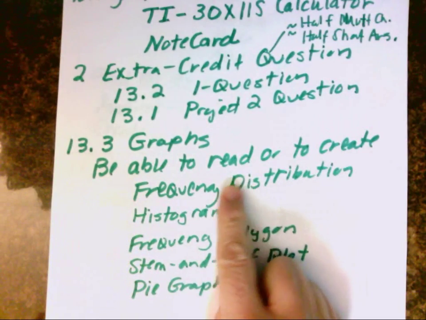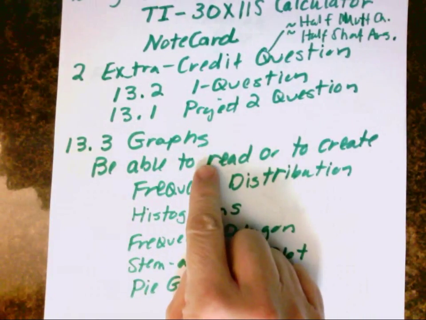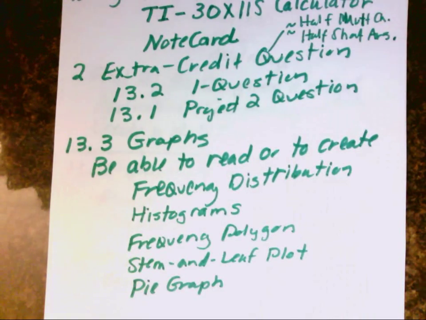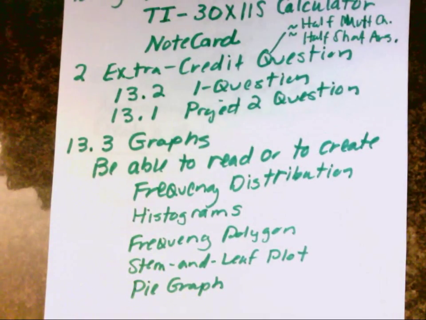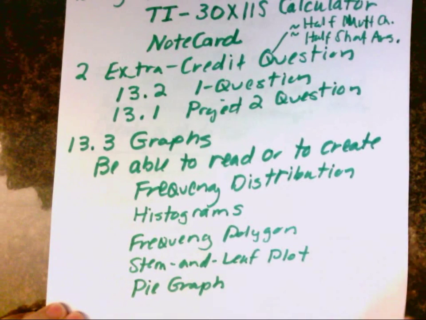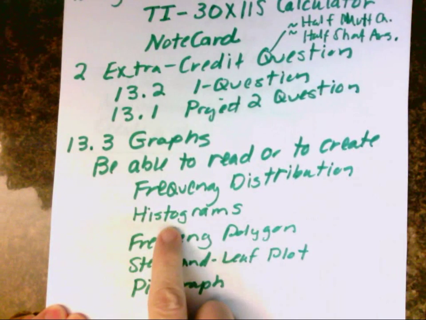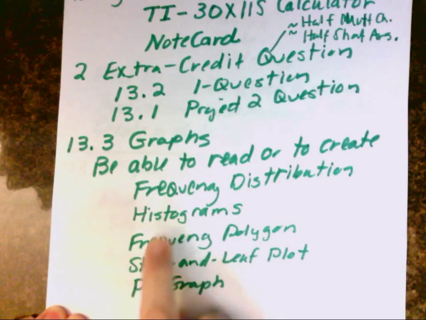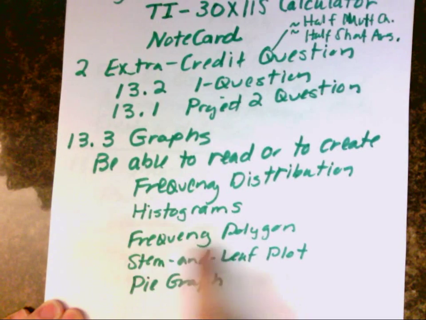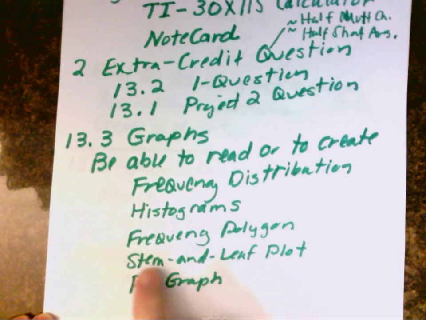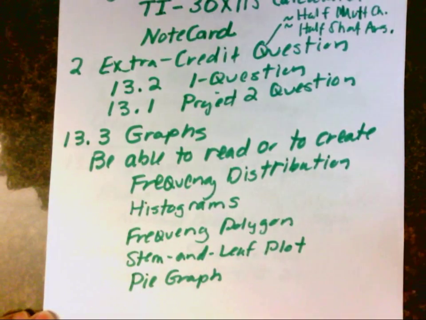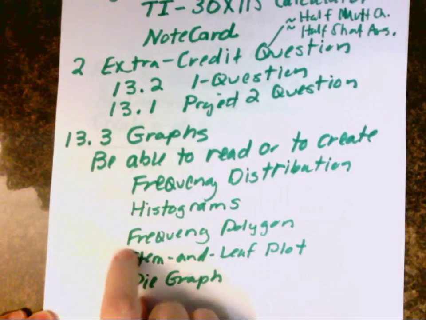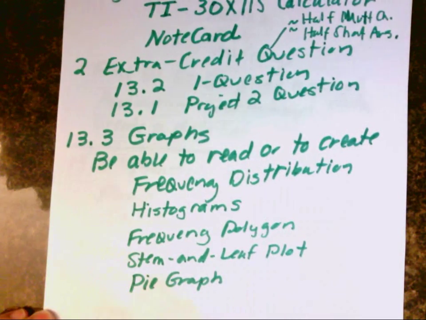So you'll have some sort of graph that you'll have to read and interpret, and you'll also have some data where you'll have to put the data into one of these forms of graphs. So these are the forms of graph that you need to know how to read and how to create. Frequency distribution, both grouped or ungrouped. Histogram, those are the bar graph looking things. Frequency polygon, those are the ones that look like line graphs. Stem and leaf plot, those are the kind of weird ones. And a pie graph. Of course, you see pie graphs all the time. So there will be 2 or 3 questions taken from this section on graphing data.